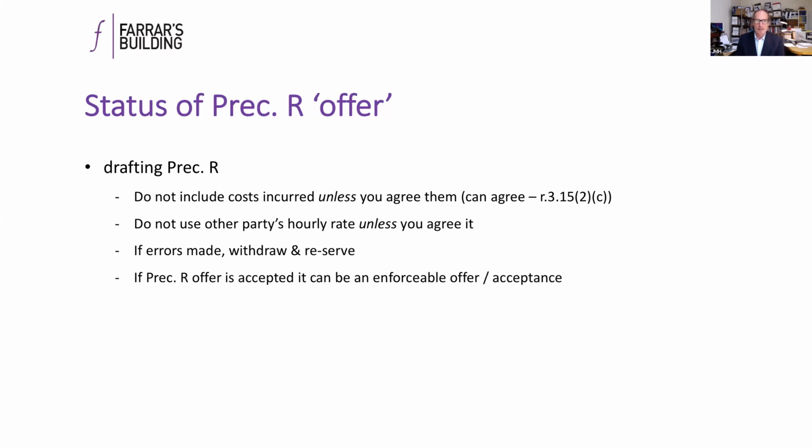If errors are made, so double check it, have a jolly good look at it. If you then subsequently identify that some errors have been made, withdraw it, correct it, reserve it. Just remember that if the precedent R is accepted, it's an enforceable offer. It's an offer and acceptance. It's enforceable as an acceptance then as a binding contract. So be careful.